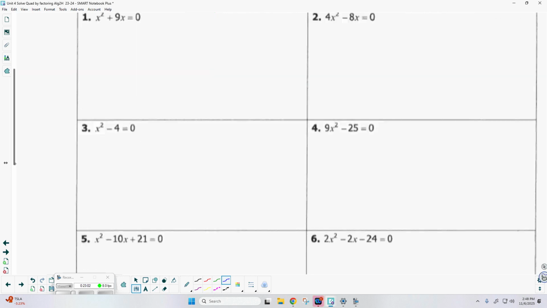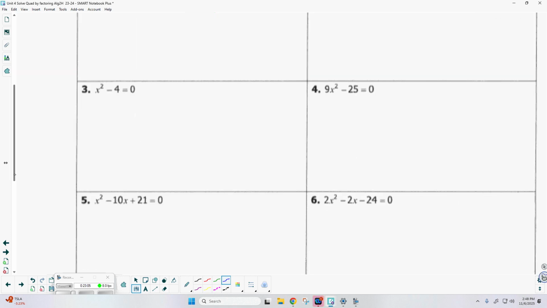Okay. Now, number 3. Now, this one doesn't have a GCF, but does anybody recognize it? There we go. We are subtracting 2 what? Perfect squares. This is a difference of squares. A squared minus b squared. Remember, we get groups that we call conjugates. A plus b, a minus b. Okay. We find a and b by taking the square root.